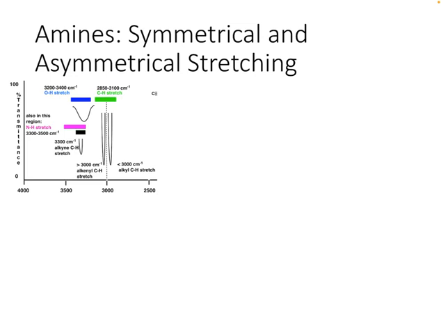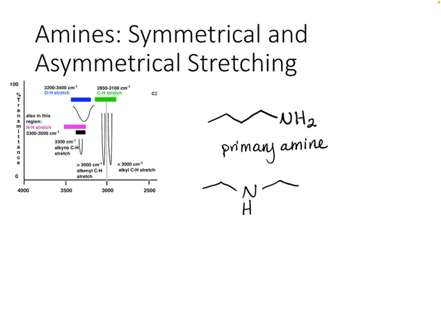And then let's also talk about amines. So remember, amines contain a nitrogen. So you could have what's called a primary amine, where the nitrogen is only bonded to one carbon group. Or you could have a secondary amine, where the nitrogen is bonded to two carbon groups.